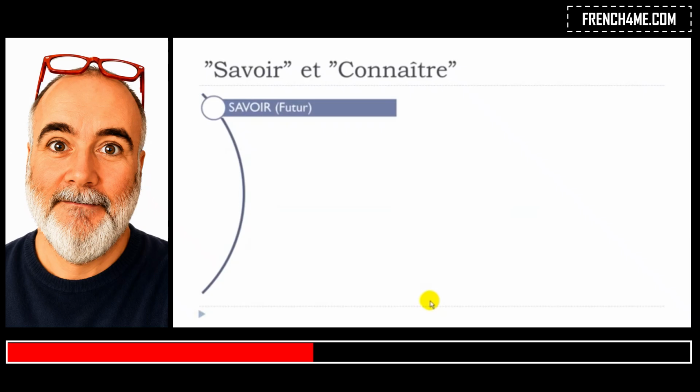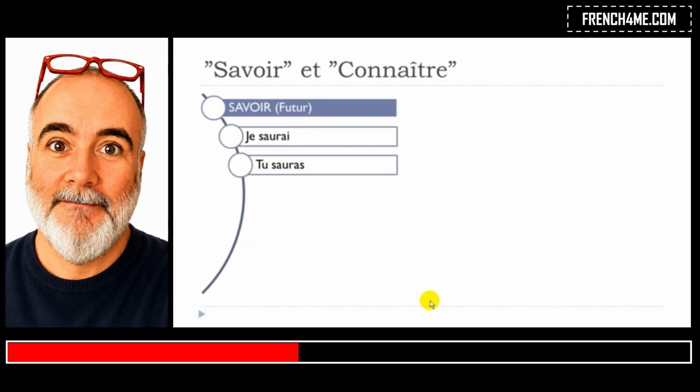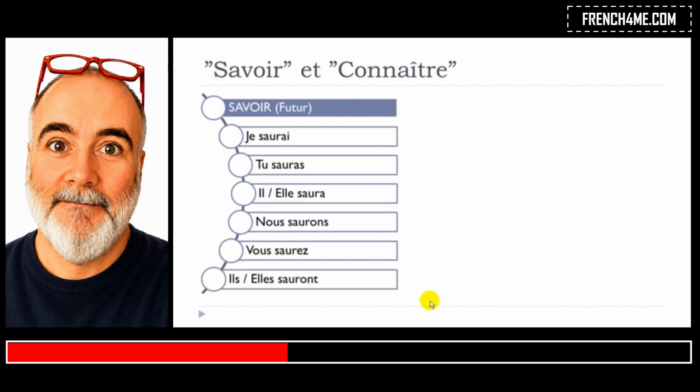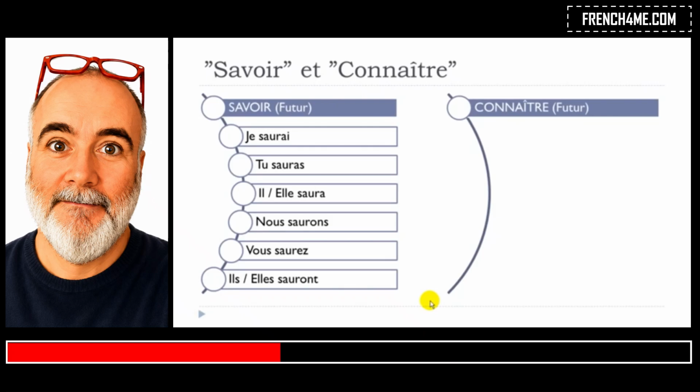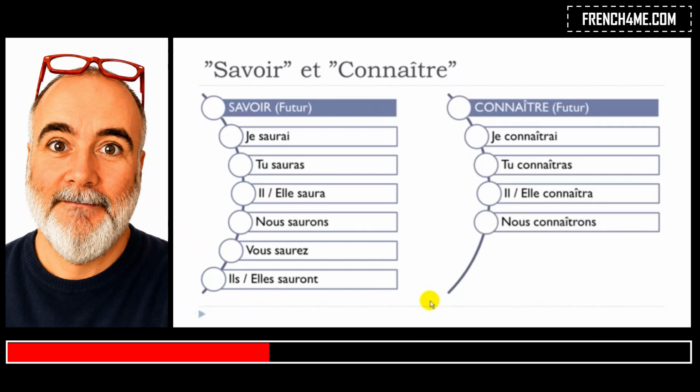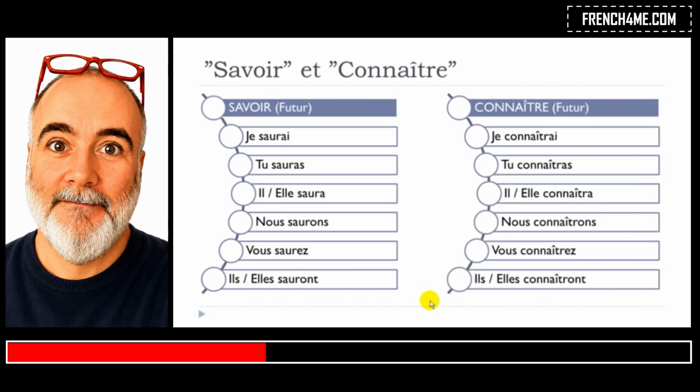And now for the future form, as it was introduced in the previous lesson, Unit 6. So savoir at the future form goes like je saurai, tu sauras, il saura, elle saura, nous saurons, vous saurez, ils sauront, elles sauront. And then connaître at the future form: je connaîtrai, tu connaîtras, il connaîtra, elle connaîtra, nous connaîtrons, vous connaîtrez, ils connaîtront, elles connaîtront.